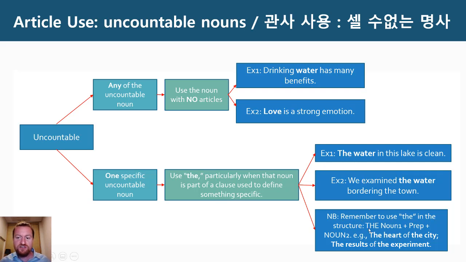Remember to use the in the structure with the noun plus preposition plus noun too. So the heart of the city. The results of the experiment. Not the results of an experiment, because we're referring to a specific experiment. And usually these will already have been referred to a little bit earlier in the study. That's why we're using the.